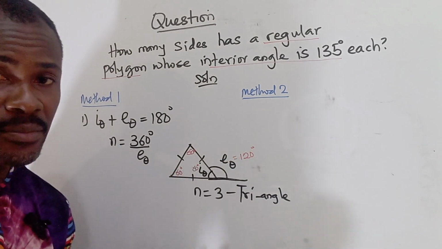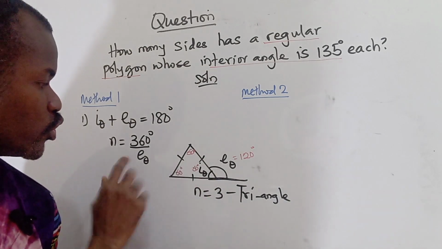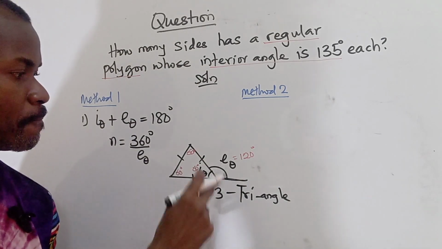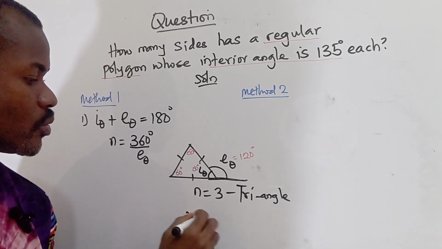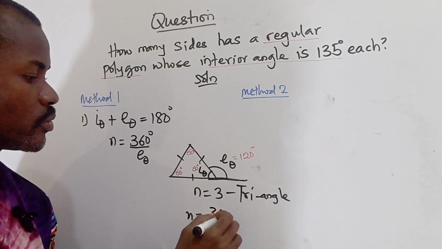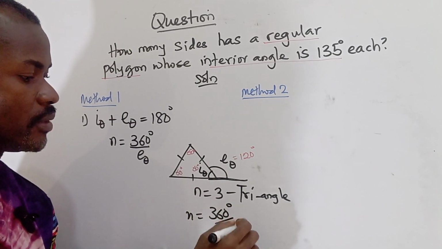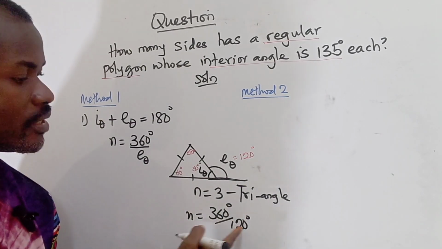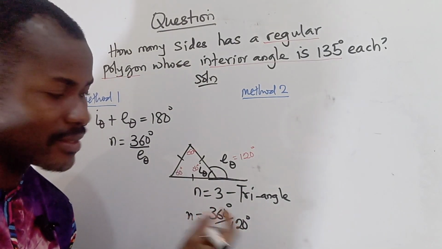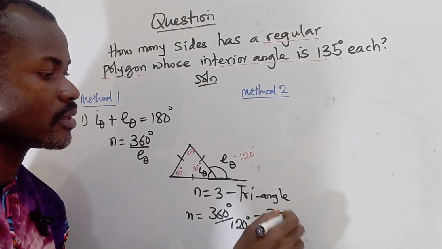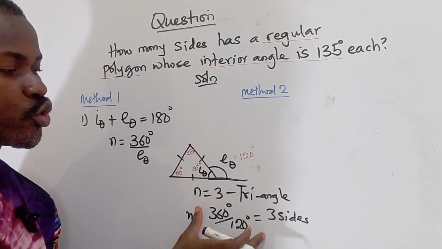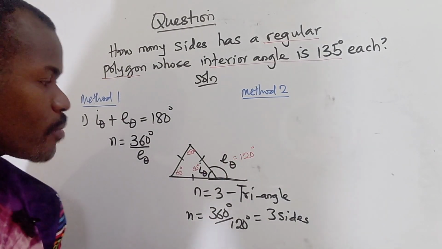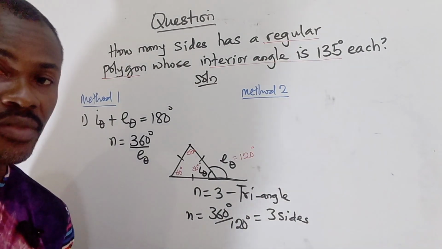For instance, we can examine this to find out if this is true. Remember the external angle is 120, so n is equal to, if I input the 120 degrees, we see that 360 degrees divided by 120 degrees gives us 3 sides. So we can observe that this formula is true for this. So this is one method with which you can solve this.